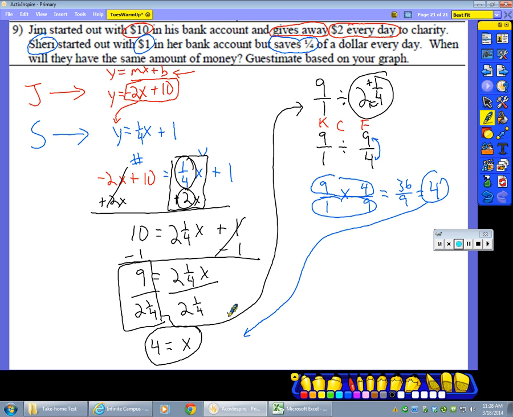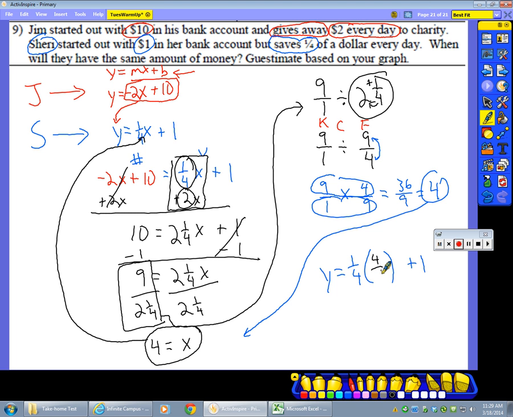So now that I know that 4 equals x, I can sub 4 in for x, and it doesn't matter which equation you use. I'm going to use that second equation. So it's going to look like this. The second equation will look like this. Y equals 1 over 4 times, and then for x, I'm going to put 4.